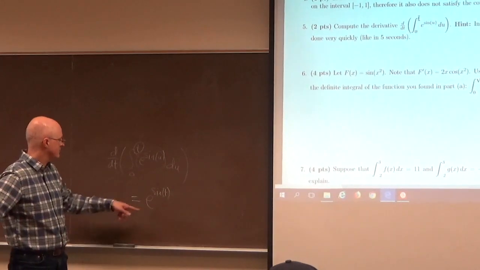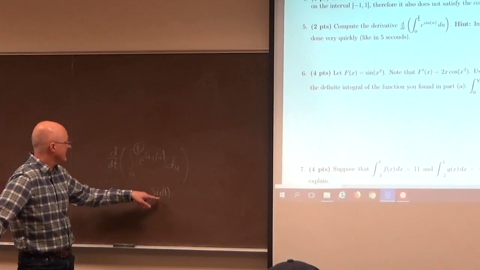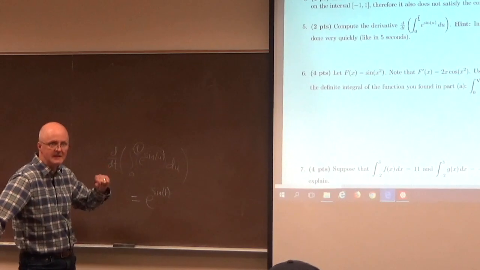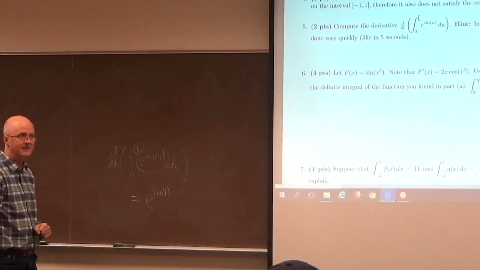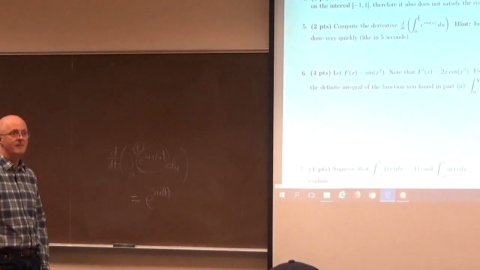Common mistakes were to put e to the sine of u, or e to the sine of t dt, or e to the sine of u du. Don't put any dt or du there. The answer is this function that you're integrating. That's this second fundamental theorem of calculus in chapter 6, which I really emphasized a lot.